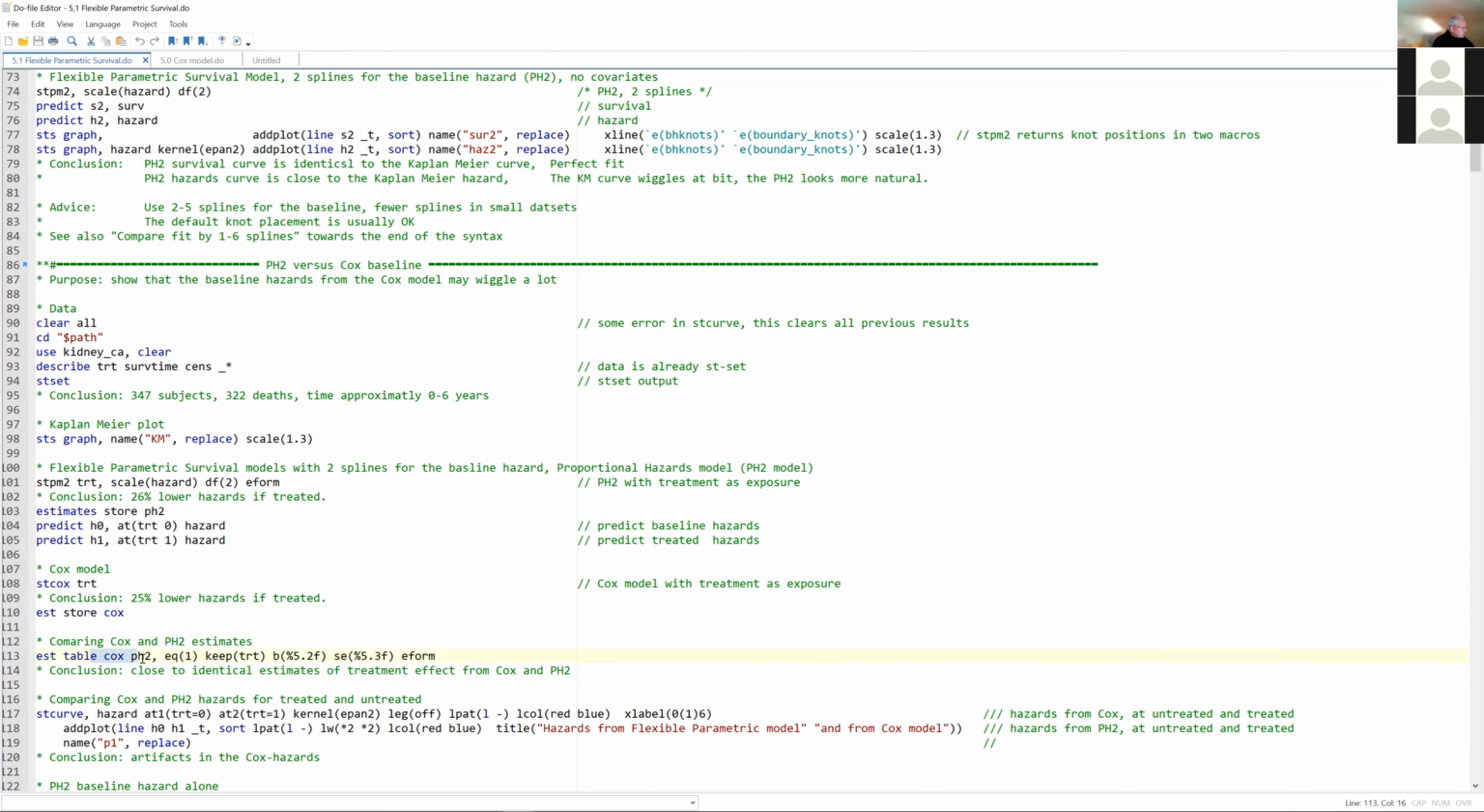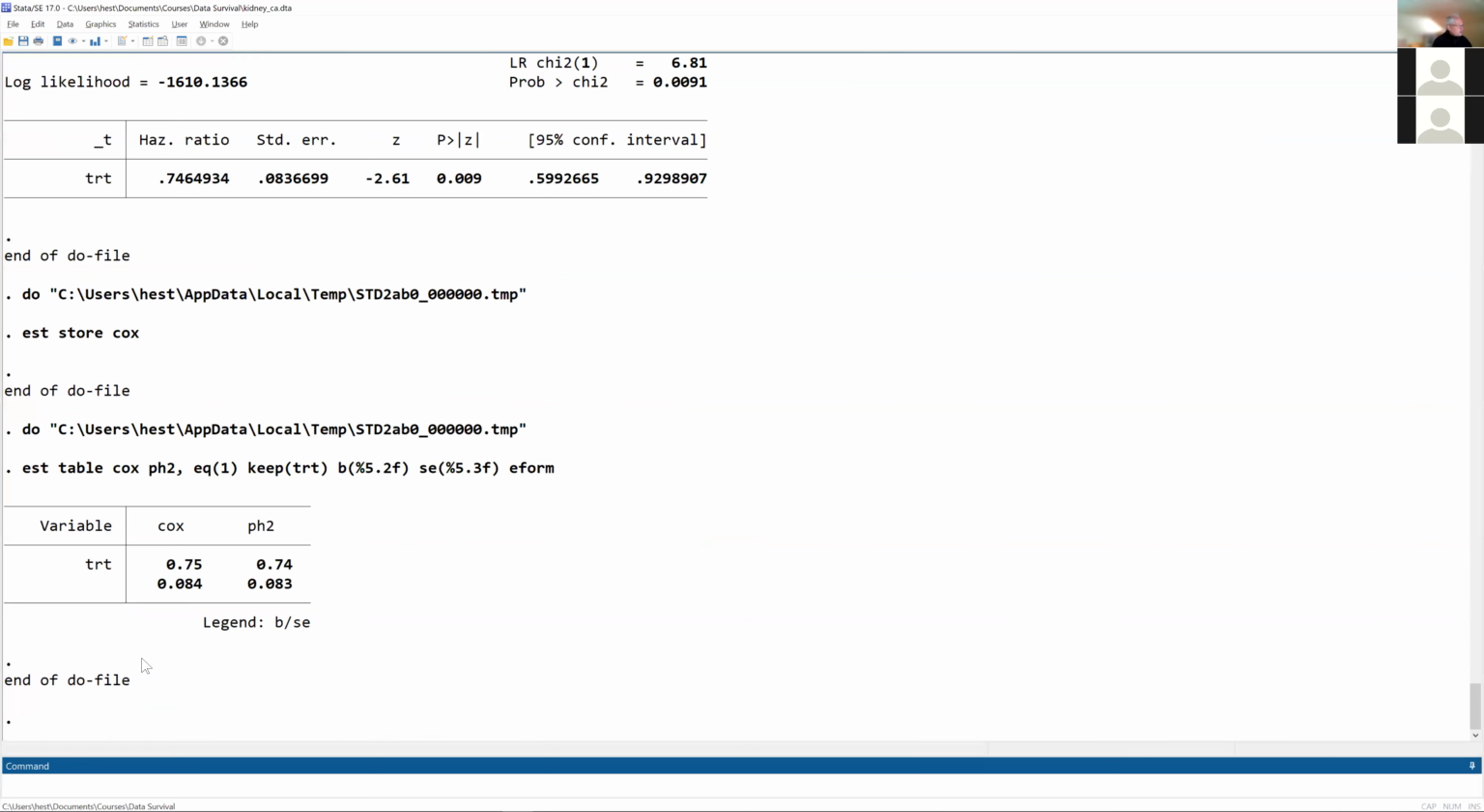Now I compare the estimates in this section. The Cox was 0.75, the flexible parametric 0.74. These are the standard errors. And as you can see, for all practical purposes, these are exactly the same estimates. And if you did this on an even larger data set, you would get exactly the same estimates, or at least for 2 decimals.